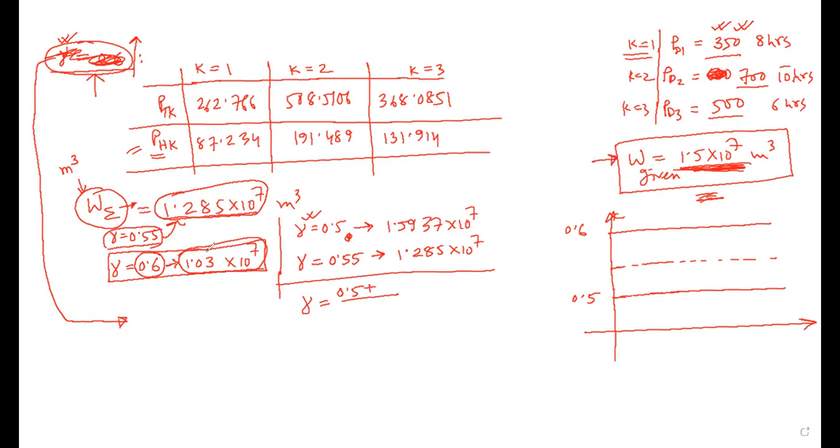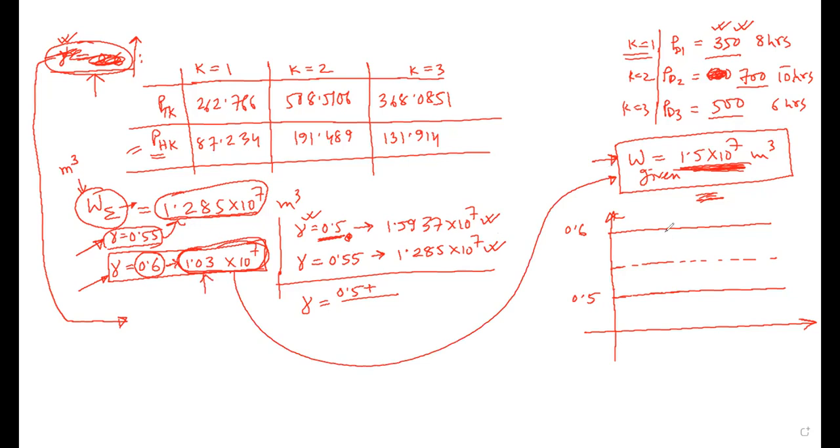So my actual gamma will not be near this value. Of course, it will be somewhere in between, let's say, 0.55 and 0.5, because you can clearly see the difference here. With 0.5 I am getting this, with 0.55 I am getting this, but with 0.6 the difference between this and this is much bigger.